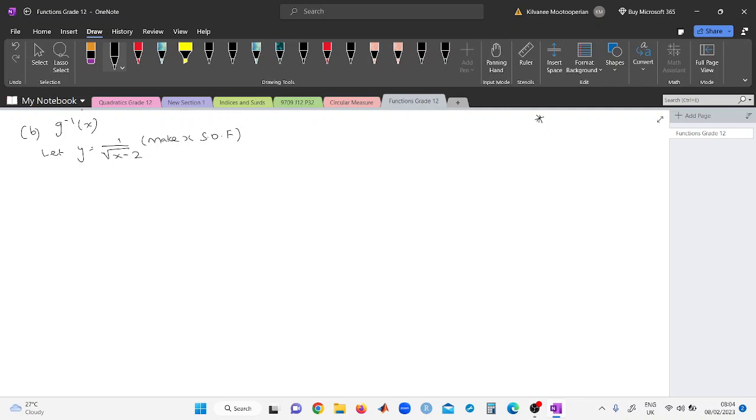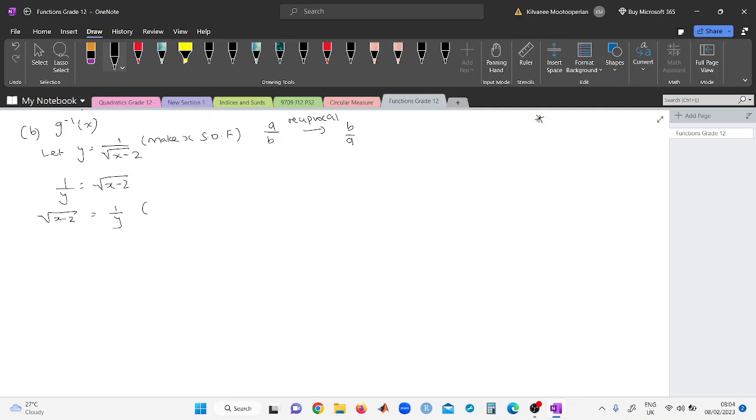Donc, qu'est-ce qui va se passer? Si je fais reciprocal both sides, what happens? Ça va devenir reciprocal, 1 over 1 over square root de x minus 2. Reciprocal veut dire qu'on peut faire l'inverse. Ok? If a over b, the reciprocal will be b over a. D'accord? Donc, je fais reciprocal on both sides, je gagne ça. Maintenant, I have to make x the subject.